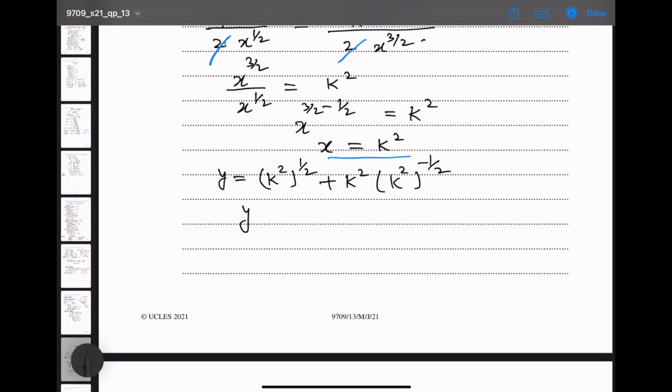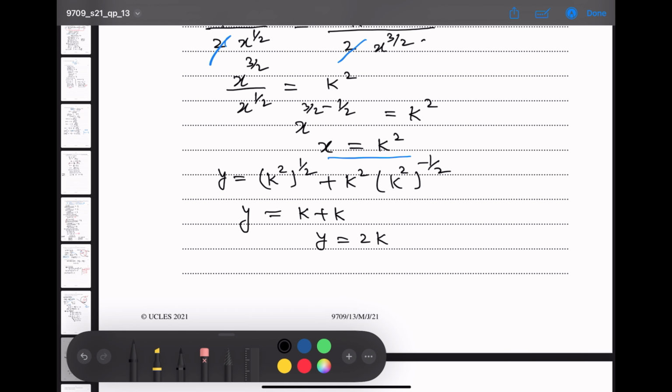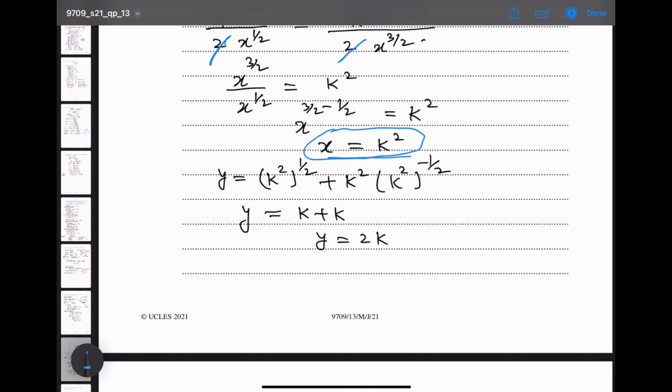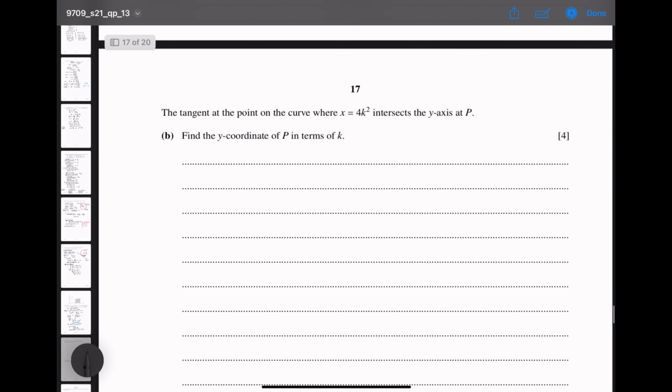After simplifying, we will get cancel out of these power 2 and 1 over 2 in both terms. y is equal to k plus k, that is y is equal to 2k. So this is the x coordinate, this is the y coordinate of the minimum point. So the minimum point will be k square, 2k. These are the coordinates in terms of k. Now move to the next part of this question.